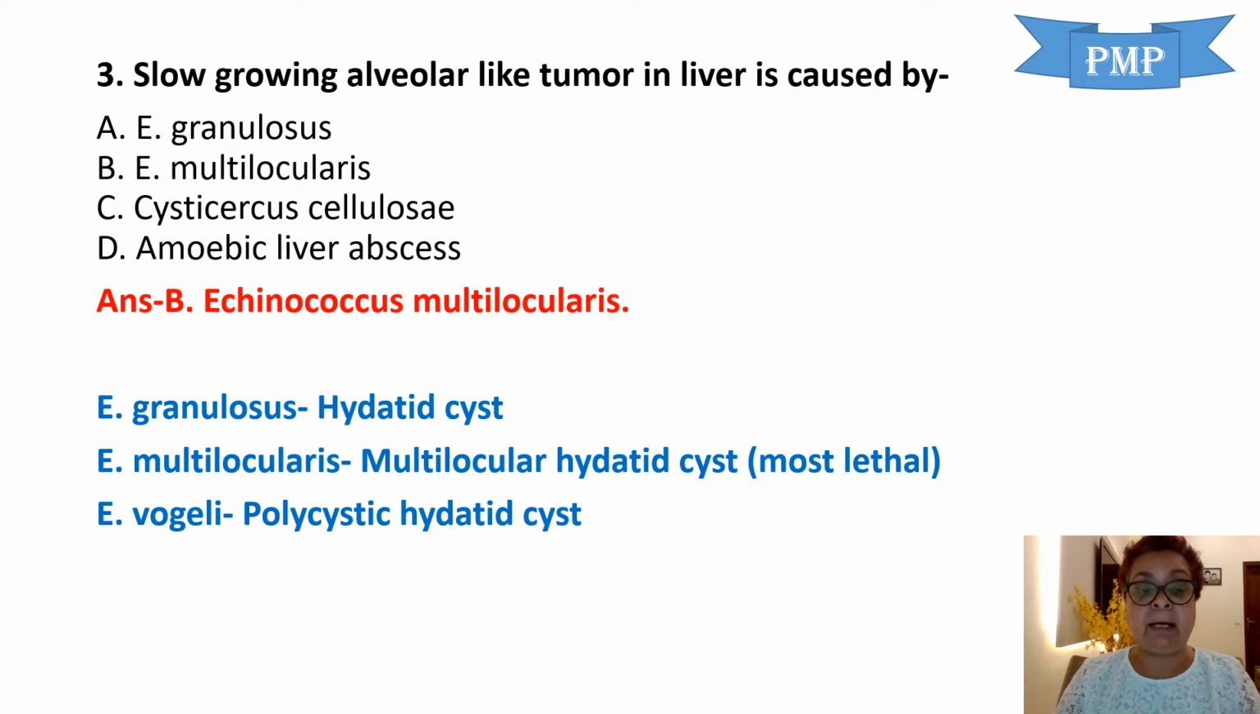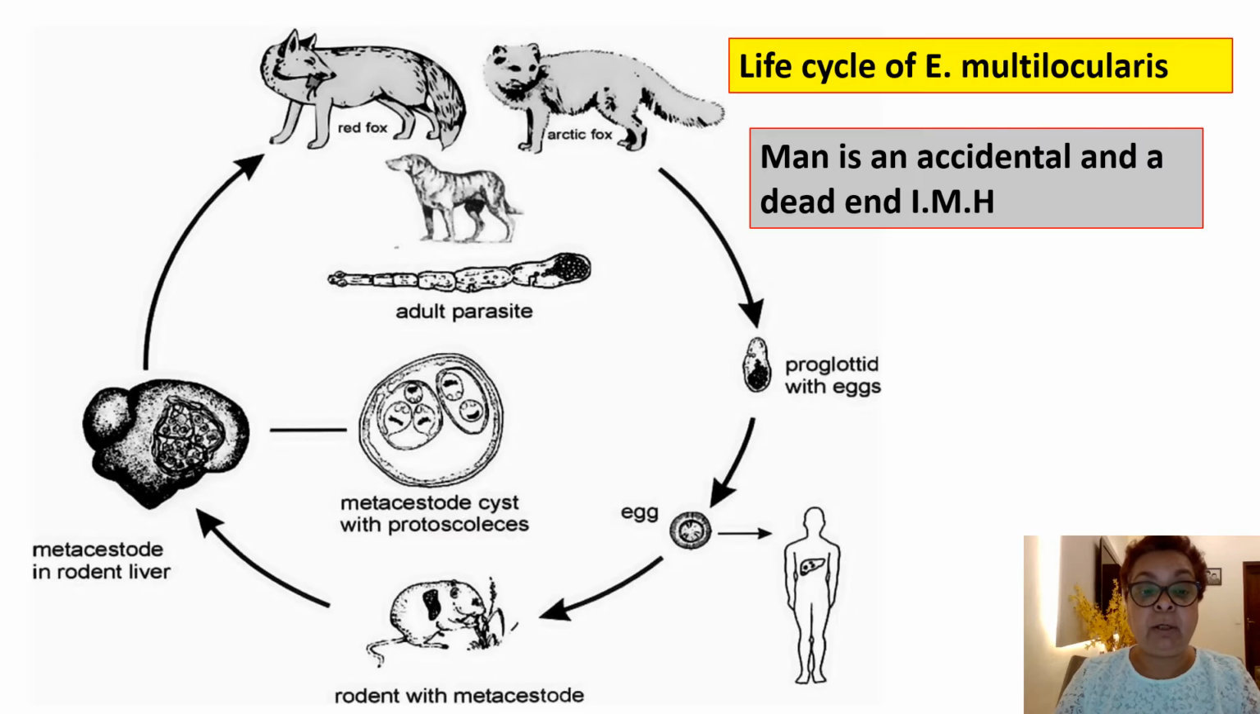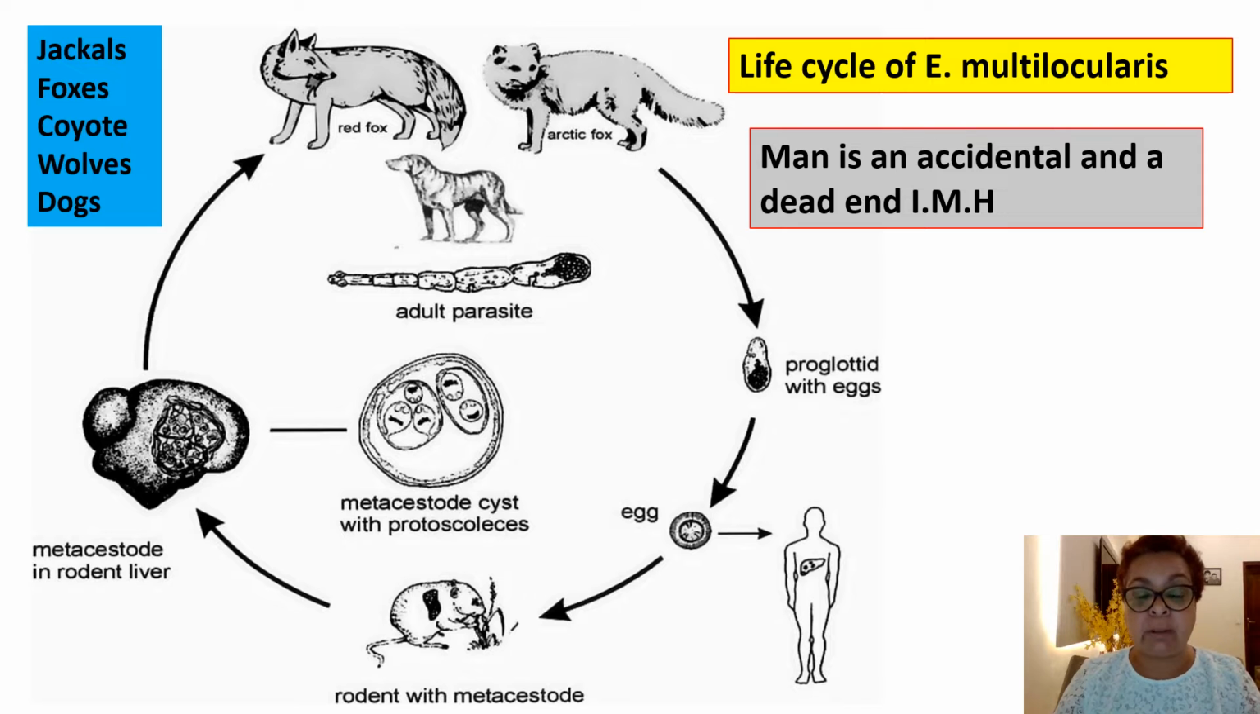Now, let's see the life cycle of the answer here, Echinococcus multilocularis. I'm sure you all remember that in Echinococcus, man is never the definitive host, man is the intermediate host and a dead end host. Now, in Echinococcus multilocularis, the definitive hosts are jackals, foxes, coyotes, wolves, and dogs. So the Echinococcus is present in the small intestines of these definitive hosts. The eggs are passed out. These eggs are ingested by the intermediate host, which are the rodents, and in them the hydatid cyst will form. This is a multilocular hydatid cyst, right? So let's see the picture.